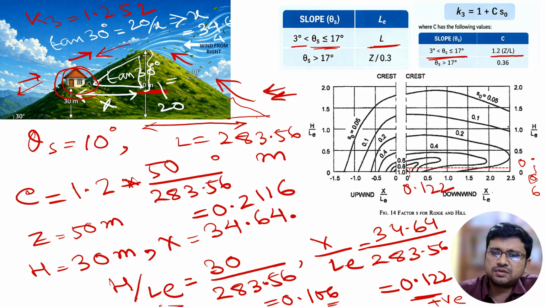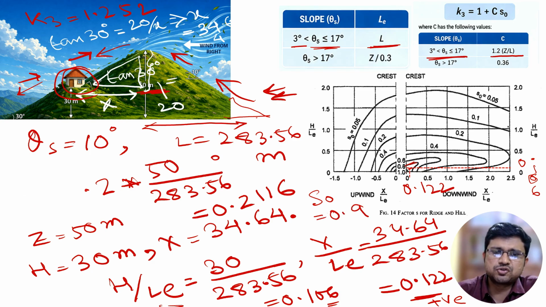So these two lines are cutting at this particular point, and this is in between these two lines, the values 1 and 0.8. For this line, the value of S0 is 0.8. So our value is in between 1 and 0.8. So we can consider that for our case S0 equals 0.9.